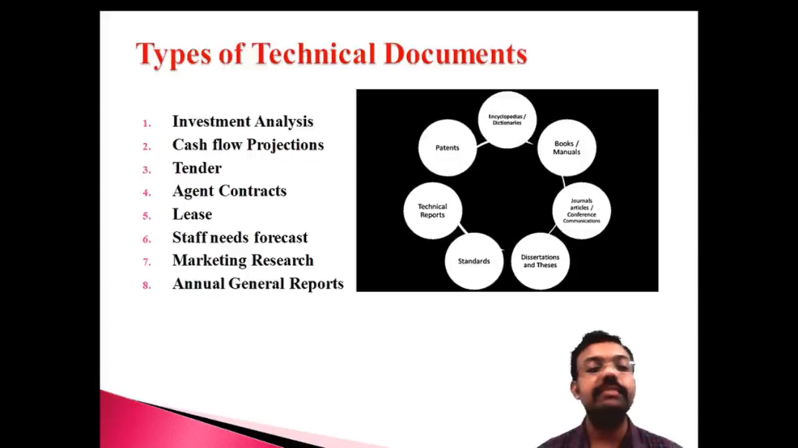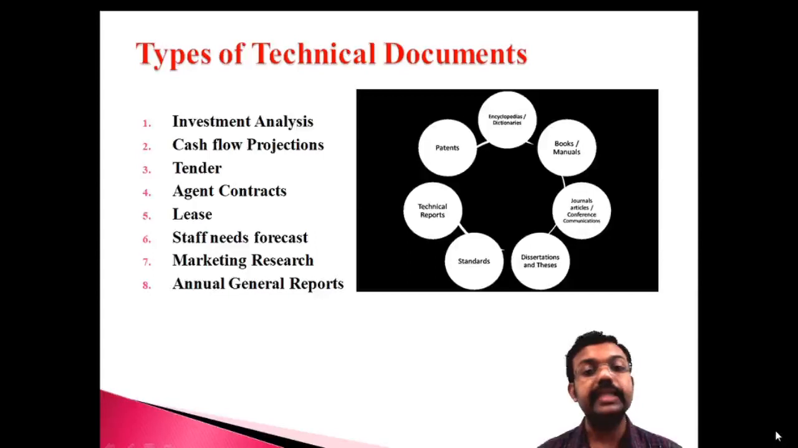The companies prepare the annual general report. It's mainly for the technical analysis, to see how the net profit is going. Whether the net profit is increased or decreased can be easily identified with the help of the technical documents. So here we discuss some important technical documents like the patents, technical reports, books, manuals, encyclopedias, dissertations, and standards. All of these are important types of technical documents.